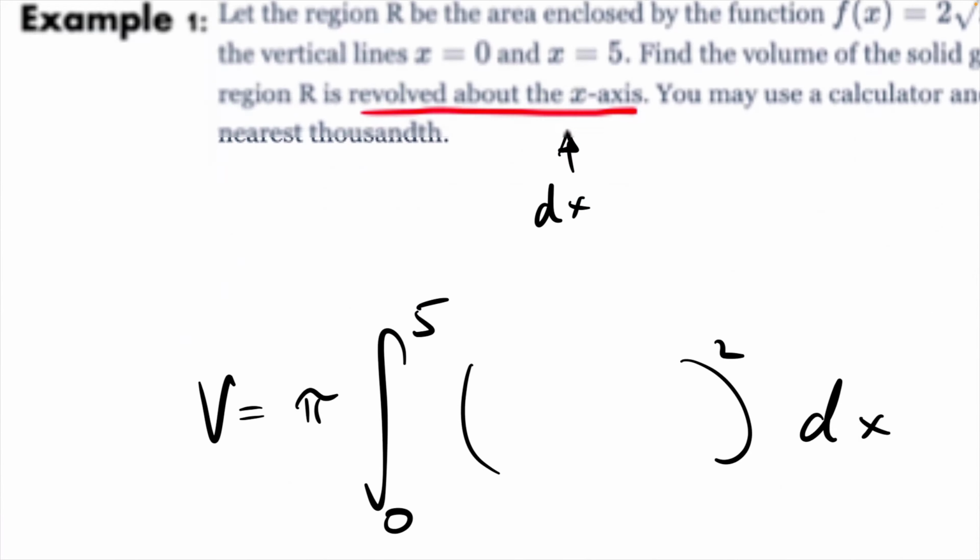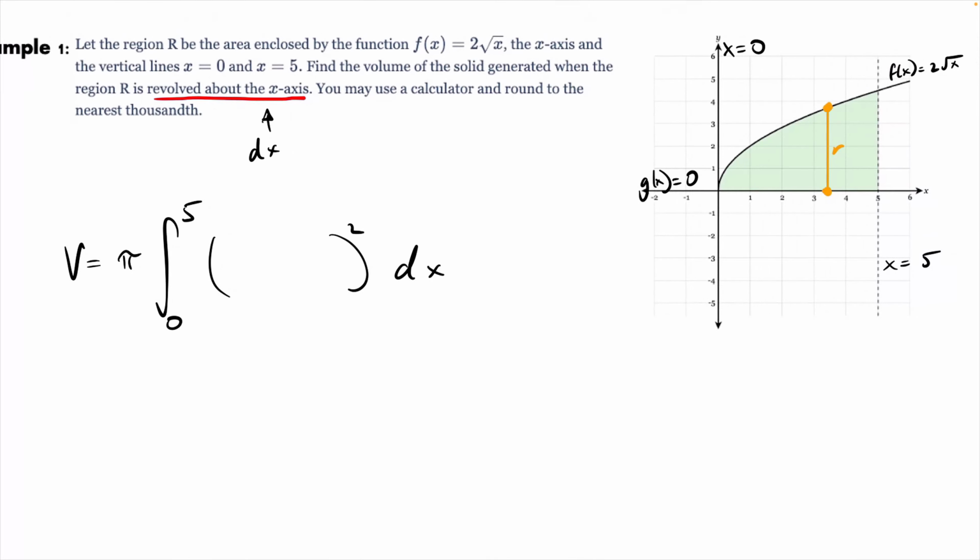Okay? So let's go back to ours. What is the top function? 2 square root of x, right? So 2 square root x minus, what's the bottom function? 0, right? Dot to dot. I go dot to dot, right? Dot to dot, top to bottom. That's why I did that here. Done. Ready for the calculator now.